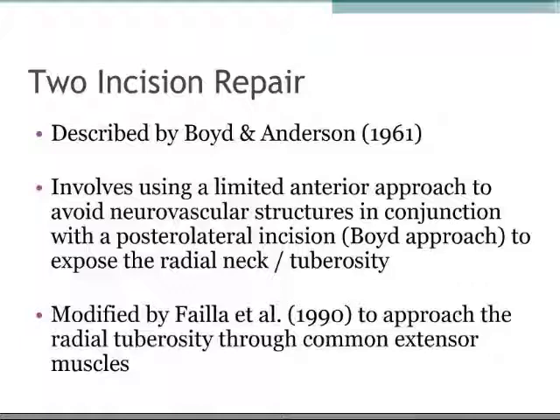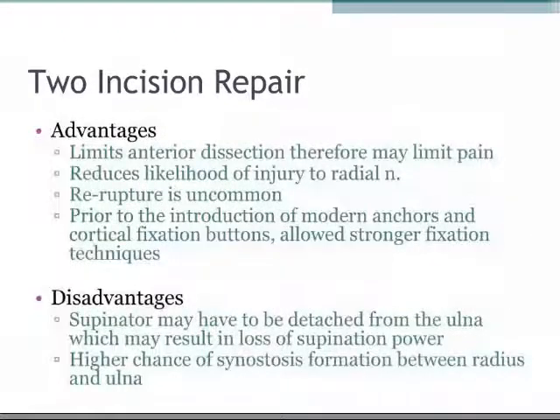To perform the fixation of the tendon, it was modified by Fowler in 1990 to go through the common extensor muscles rather than going subperiosteal. So the advantages are that it limits the anterior dissection, limits pain, and reduces the likelihood of injury to various nerves, including the radial nerve, and rupture, prior to the advent of modern anchors. Disadvantages are that the way Boyd described it involved dissecting the supinator away from the ulna, and there's a higher chance of HO and formation of synostosis.